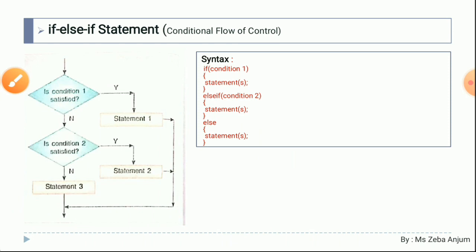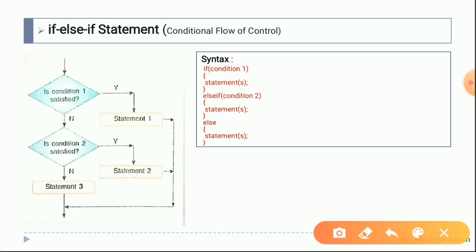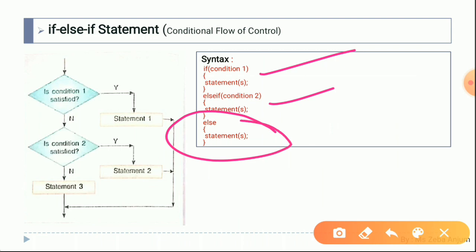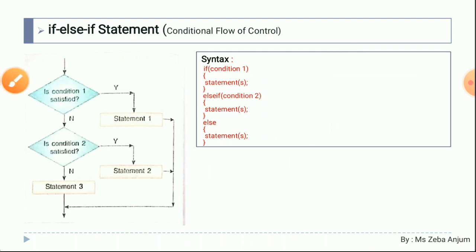So you can say that at a single time amongst this if else if block, any one condition is going to be true, and if every condition is false, then only your else block will be executed by default. Okay, now see the example.